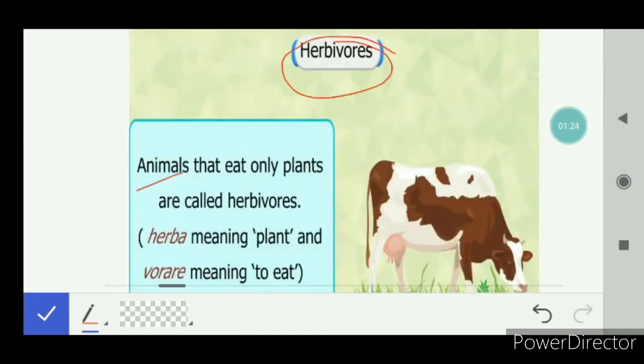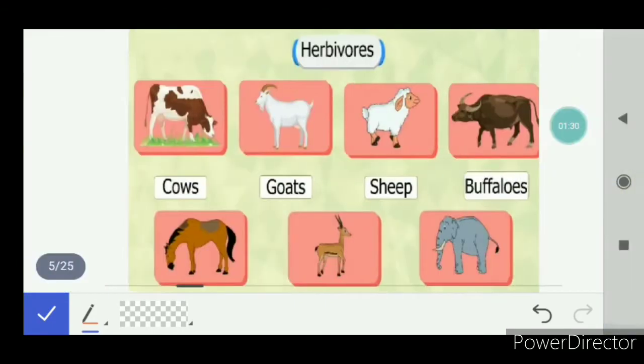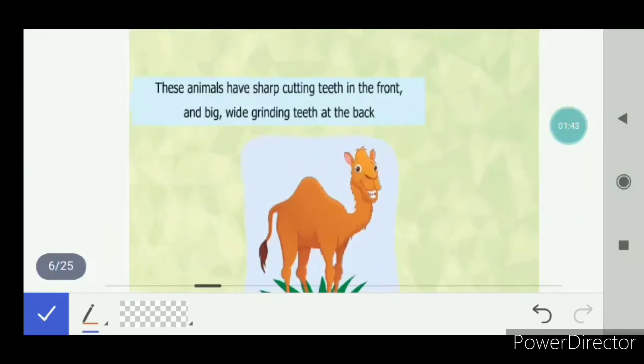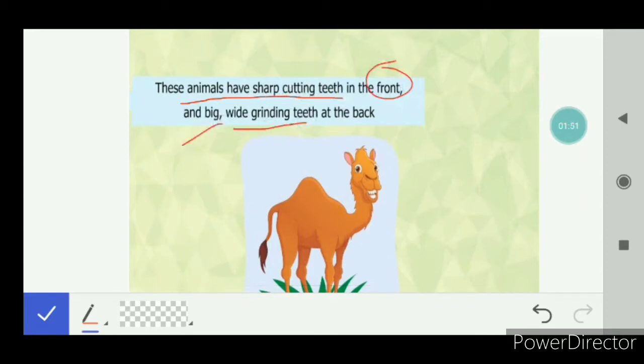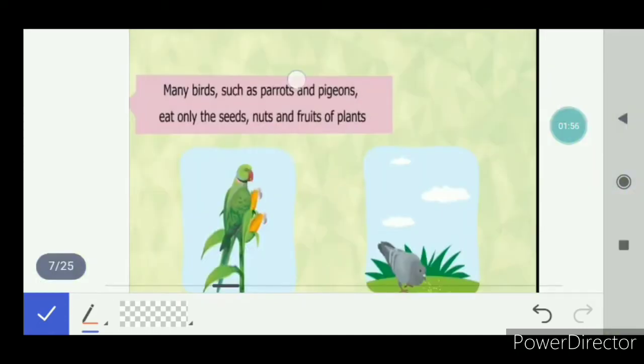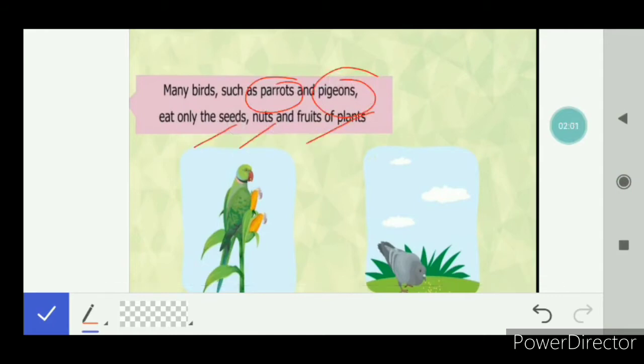Herbivores. Animals that eat only plants or plant products are called herbivores. For example, cows, goats, sheep, buffaloes, horse, deer, and elephants. These animals have sharp cutting teeth in the front and big wide grinding teeth at the back for crushing and grinding the plants. Many birds such as parrots, pigeons, they eat only seeds, nuts and the fruits of the plants.